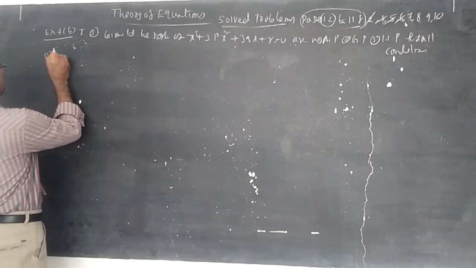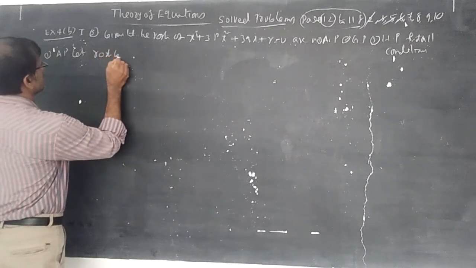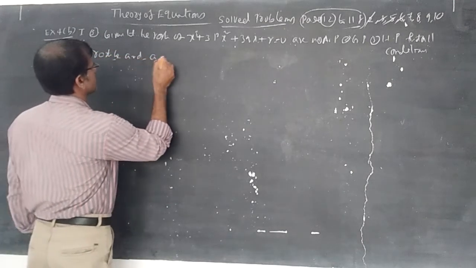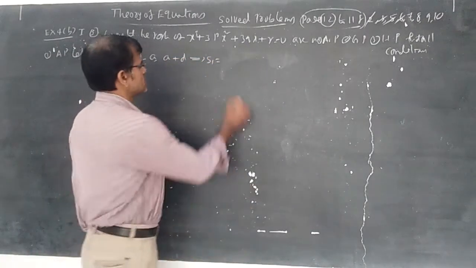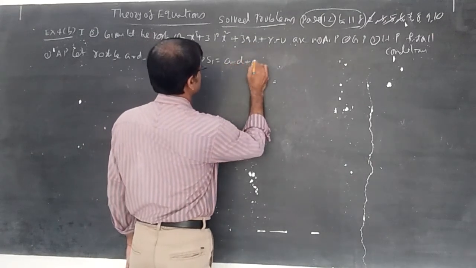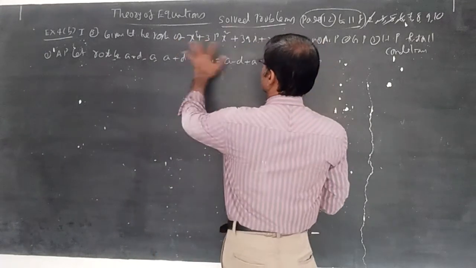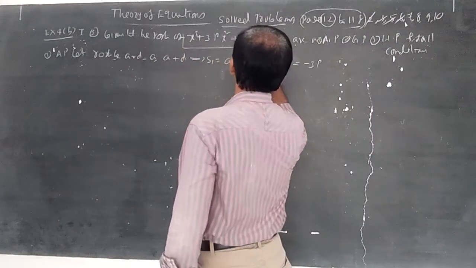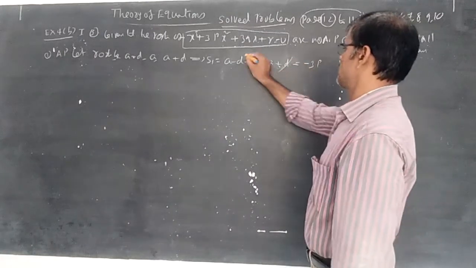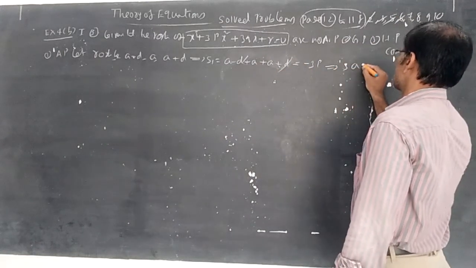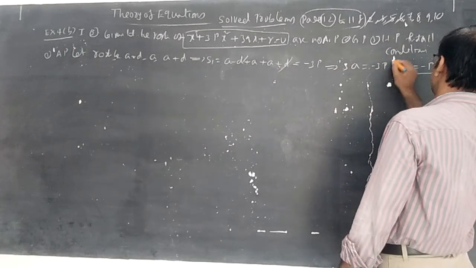Now, AP I am writing. Let the roots be a minus d, a, a plus d. That implies S1 you can write. Sum of roots a minus d plus a plus d is equal to minus 3p, for the equation f of x equal to x cube plus 3px square plus 3qx plus r. Here d and minus d cancel. So we get 3a is equal to minus 3p, therefore a is equal to minus p.